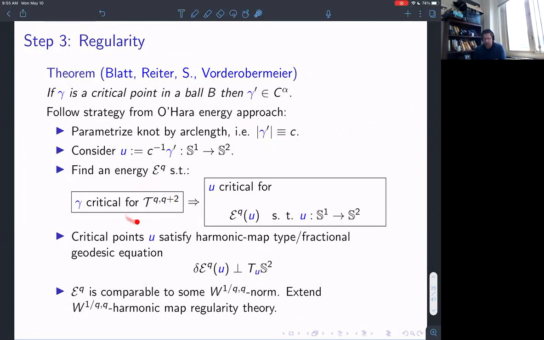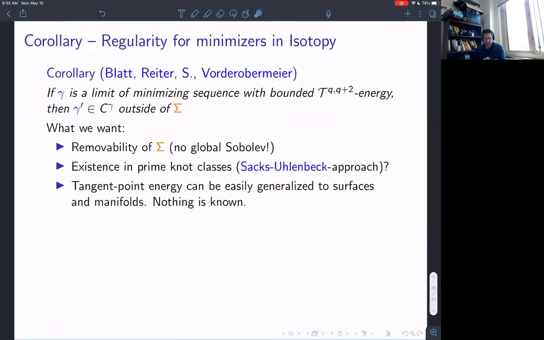Then we rewrite the energy into a new energy so that a critical knot originally induces a critical map, a map between two manifolds. If we have this new energy, we look at this Euler-Lagrange equation, which always has this structure, and we hope that this looks similar to the Sobolev norm and extend the regularity theory.